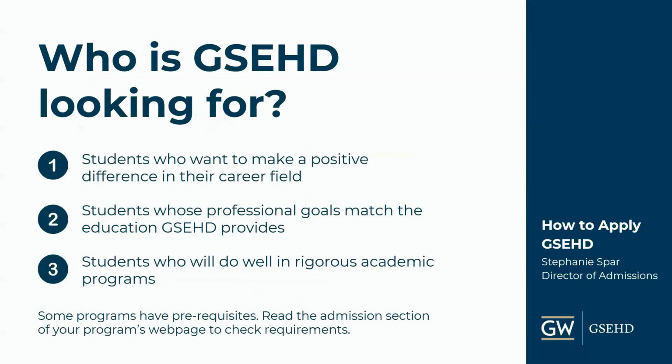To begin, the question that we're often asked is what type of student is GSEHD looking for? Again, GSEHD is an acronym for our Graduate School of Education and Human Development. We are looking for students who, one, want to make a difference in their career field of choice. I'm sure, as many of you know, there are quite a few programs that we offer here, and with those programs, we also touch quite a few different industries. We are looking for students who want to make a positive difference in those industries, regardless of what the industry may be. We're also interested in students whose professional goals match the education that we provide.